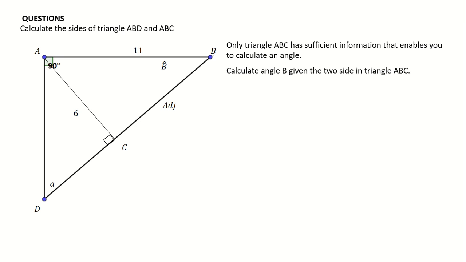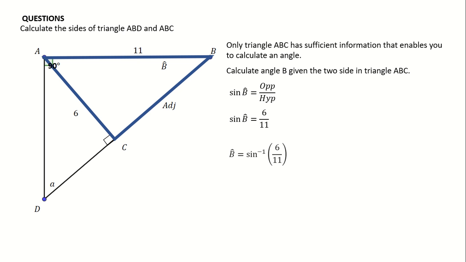Now, what I'm going to start with here is simply to calculate angle B. I'm just going to focus on that triangle and calculate angle B. You'll realize that a side opposite to angle B will simply be 6, and a side hypotenuse will simply be 11. So opposite all over hypotenuse will give you 6 over 11, and in this case you find the inverse sine or arc sine of 6 over 11. It'll give you angle B, which is 33,1.